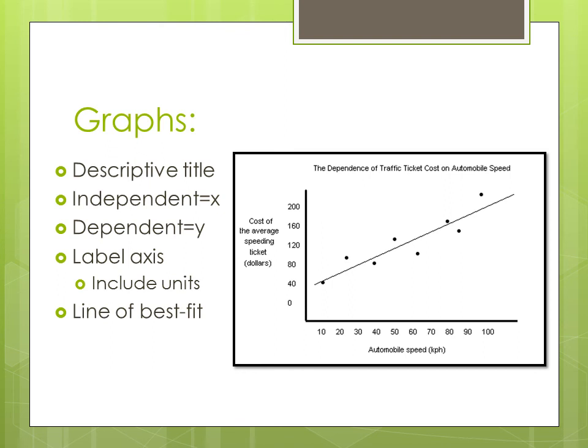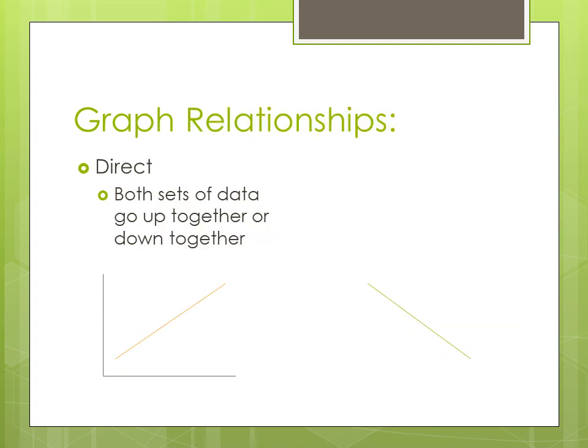And the last thing I'd point out about this graph is it is a line of best fit graph. As you can see, we don't connect the dots, but we try to hit as many dots or get as close to the data points as possible when drawing our line. And so we're showing an upward trend. This type of trend is called a direct relationship. You can see right here both sets of data go up together or they go down together. The example we saw before was as the speed of the car increases, the price of the ticket also increases.